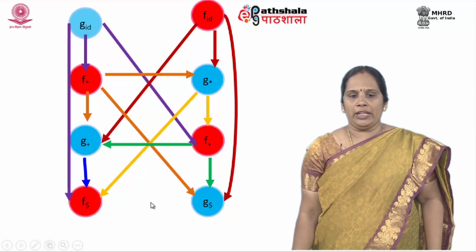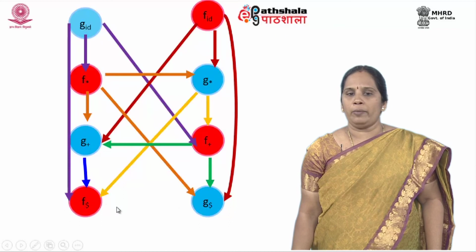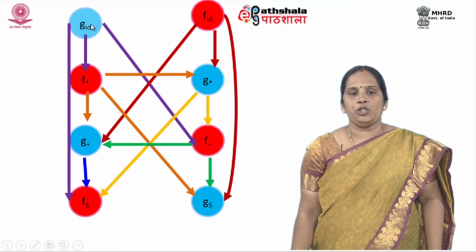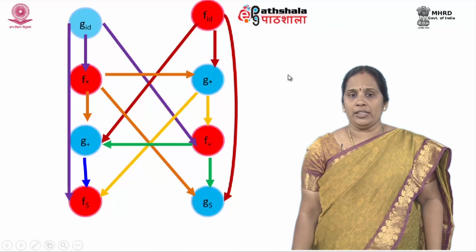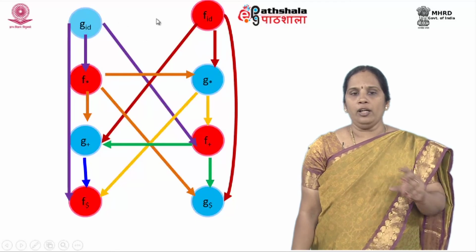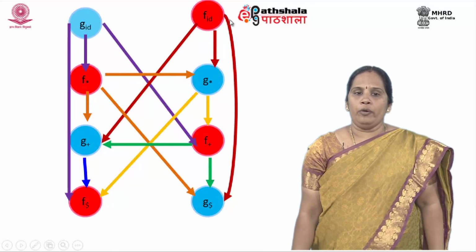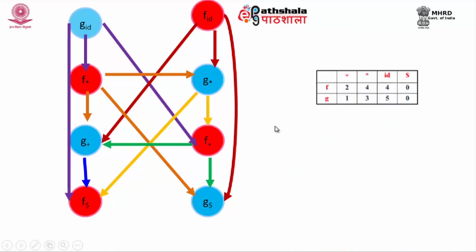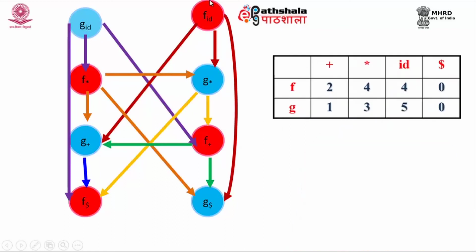From F dollar to G dollar, there is no relationship at all. This is your terminating condition. Similarly, here from G ID to F ID, there is no terminating condition. There is no relationship at all, so you basically have no edge between these. Now, after that you construct this table.